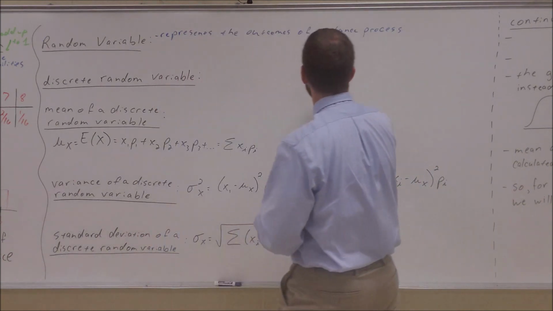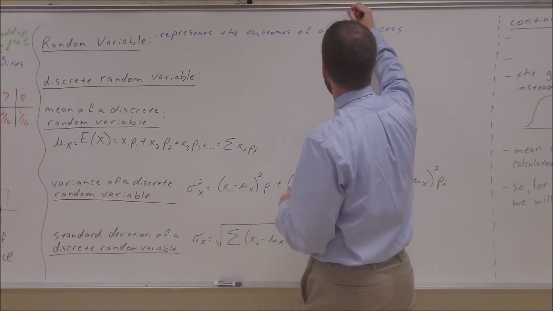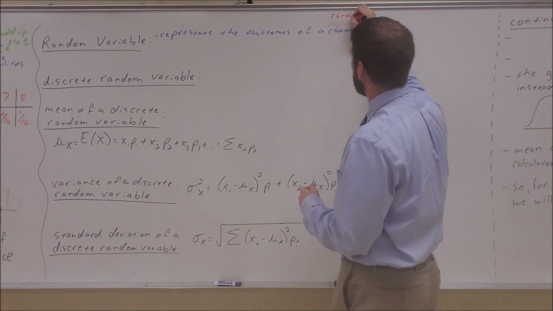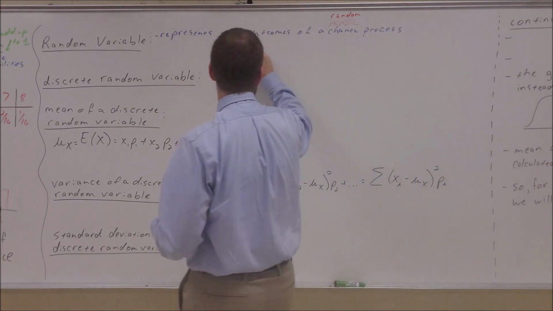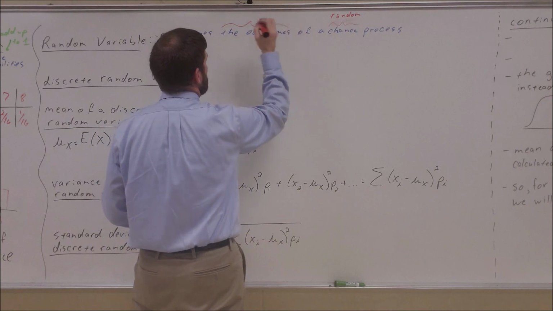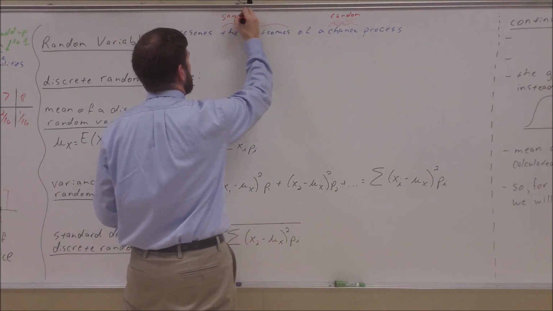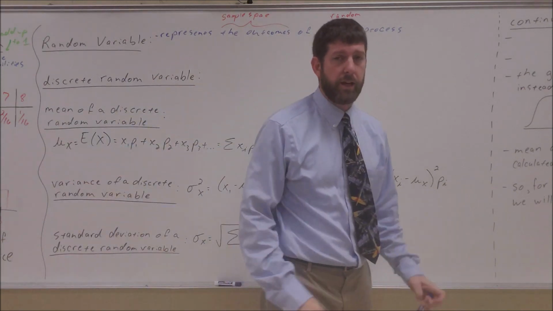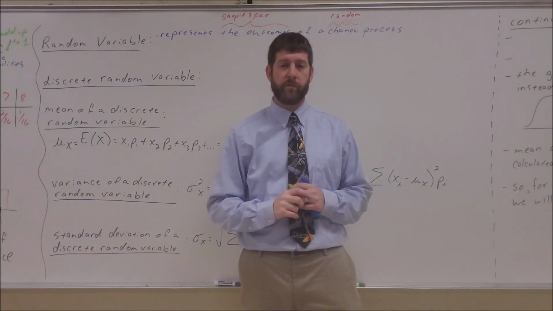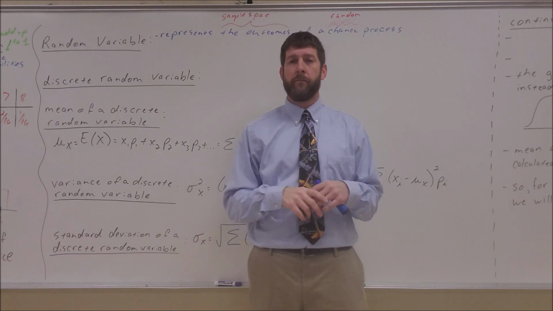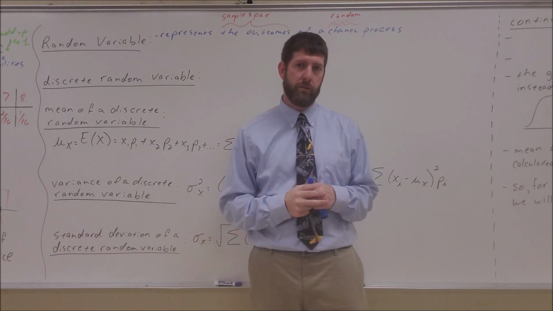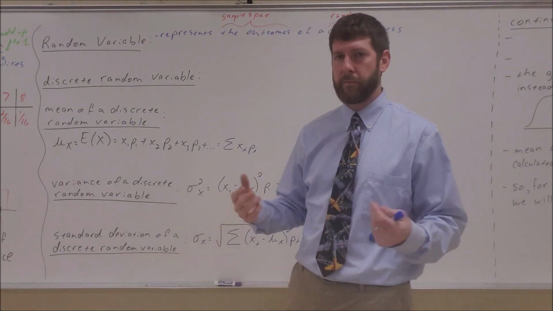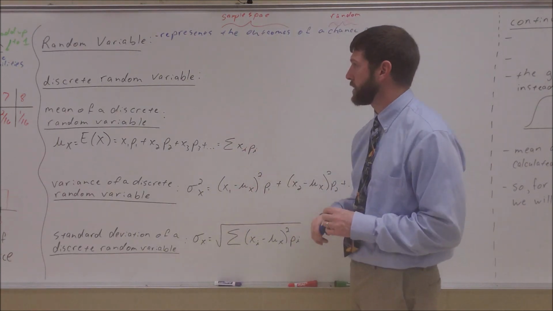So chance process, that's the random part. And we know that the outcomes of a chance process are known as the sample space. So for example, X on the last one, X was a random variable. X represented the possible sums from two four-sided dice. So random process or chance process and the possible outcome. So that's what that X represented.